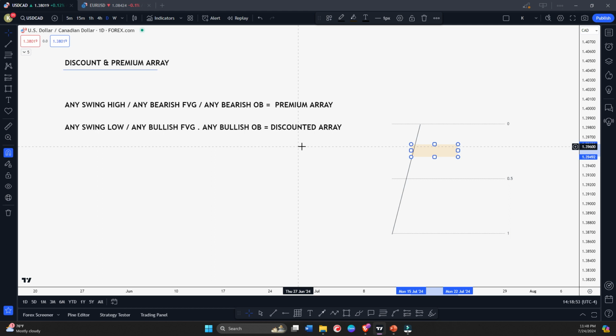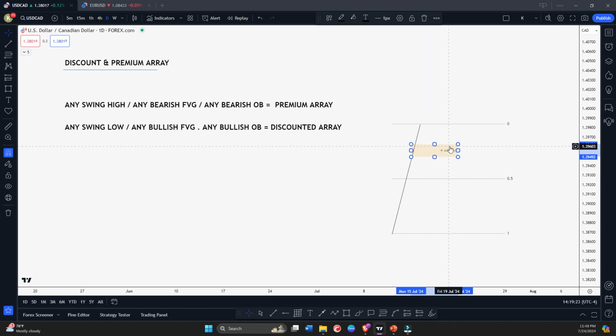Don't let yourself be confused by different names. We all have to understand, and this is for me also, what the higher time frame is doing. Don't let this discounted and premium array confuse you. Wow, what a name, a different name, or this blah blah blah. If you understand the daily fair value gap and weekly fair value gap, where the daily can print and the weekly can print, you don't need these different names.